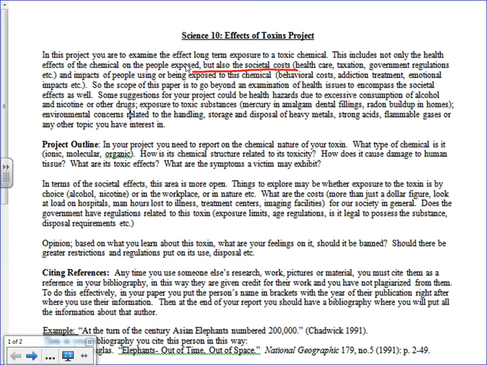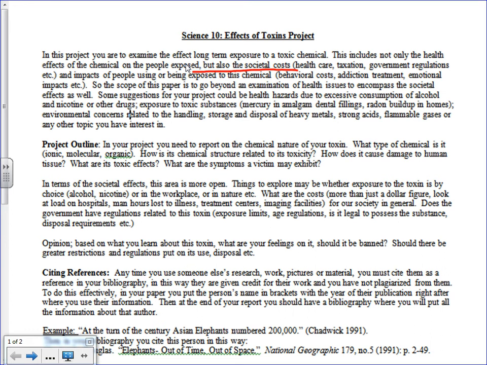So the scope of the paper is supposed to go beyond an examination of health. We still want to do that, but it also encompasses how this affects us socially. Now some suggestions for your project could be health hazards due to excessive consumption of alcohol, nicotine, or other drugs.